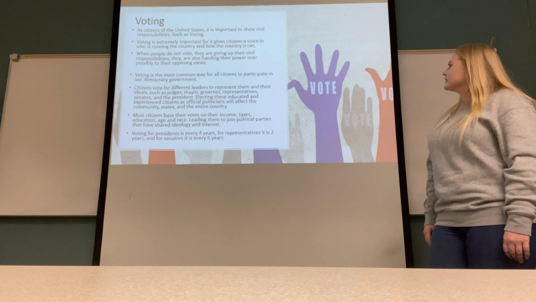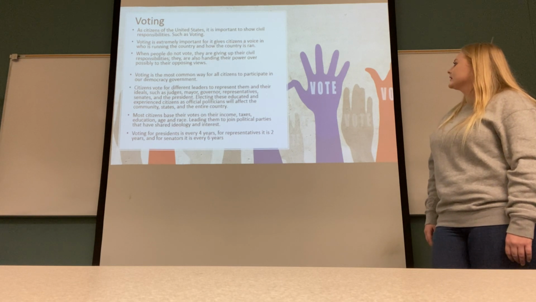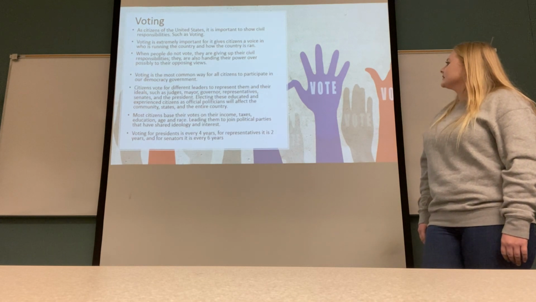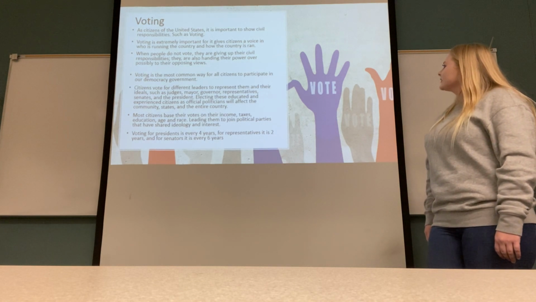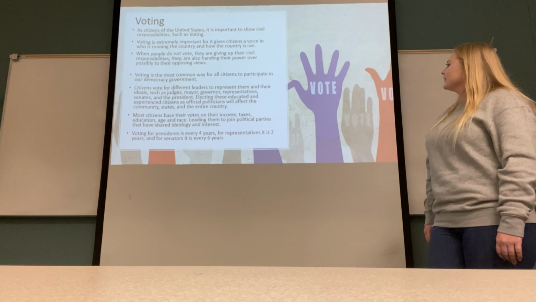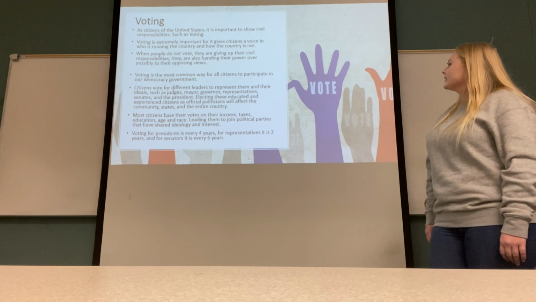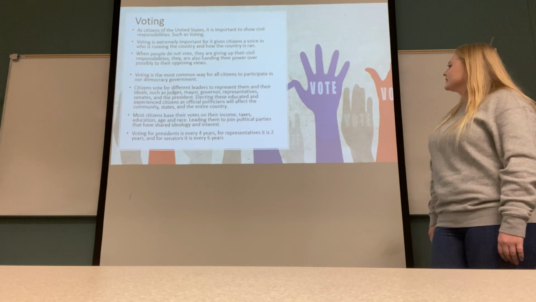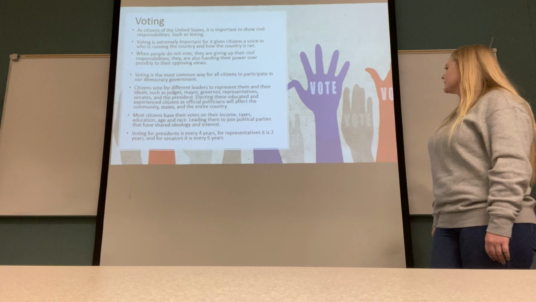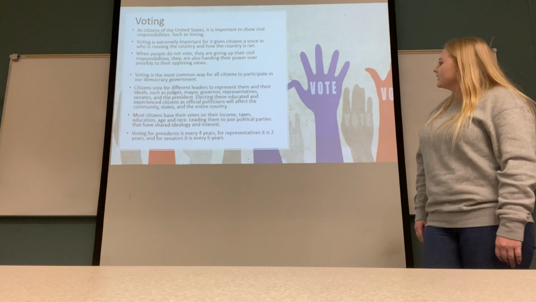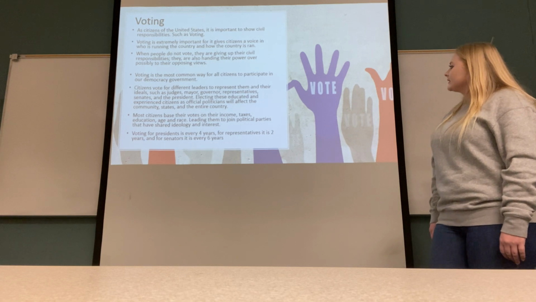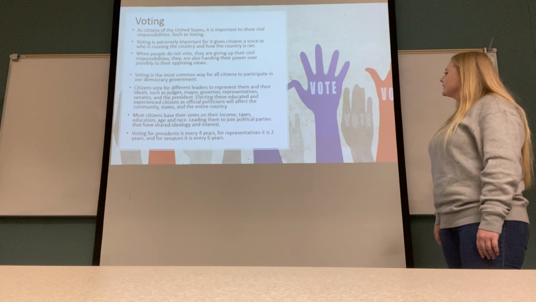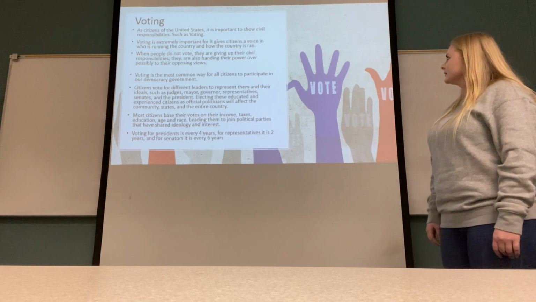Voting is the most common way for all citizens to participate in our democratic government. Citizens vote for different leaders to represent them and their ideas, such as judges, mayor, governor, representatives, senators, and the president. Electing these educated and experienced citizens as officials, politicians will affect the community, states, and the entire country. Most citizens base their votes on their income, taxes, education, age, and race, leading them to join political parties that have shared ideology and interests. Voting for presidents is every 4 years, for representatives it is every 2 years, and for senators it is every 6 years.